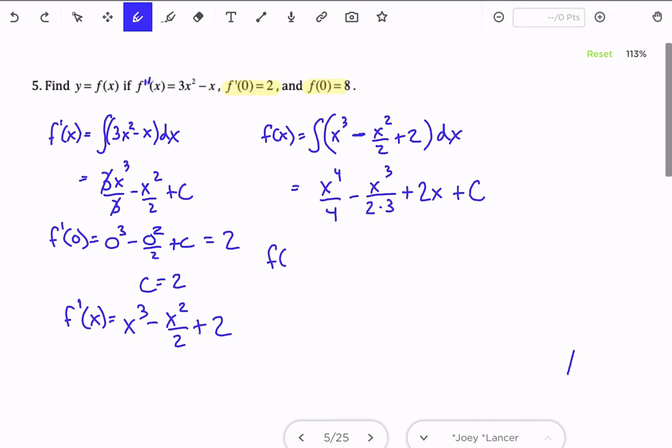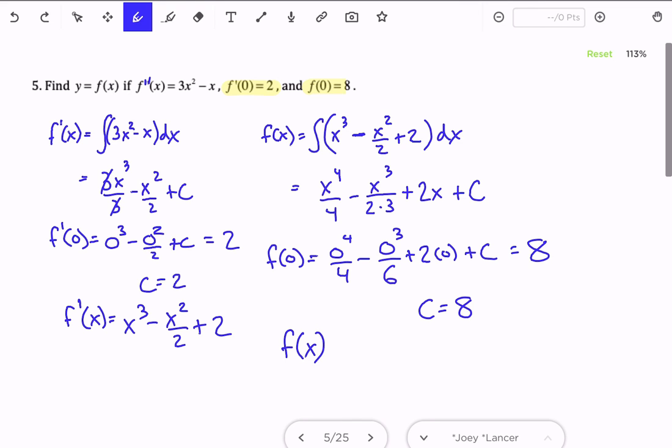Now we do know that f at 0 has to equal 8, so when I plug 0 in here, this is going to equal 8, so we get 0 cubed over, well, that's 2 times 3 was 6, then 2 times 0, and then plus c, and that has to equal 8. All right, and so notice when you plug in 0, anything with an x factor is going to cancel out, and so we're going to be left with c equals 8. And so now we're going to plug that back in. Okay, so remember we plug that c equals 8 back in there, and so we actually get x to the 4th over 4 minus x cubed over 6 plus 2x plus 8.